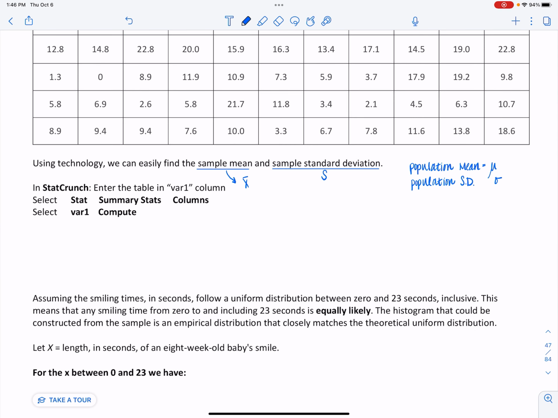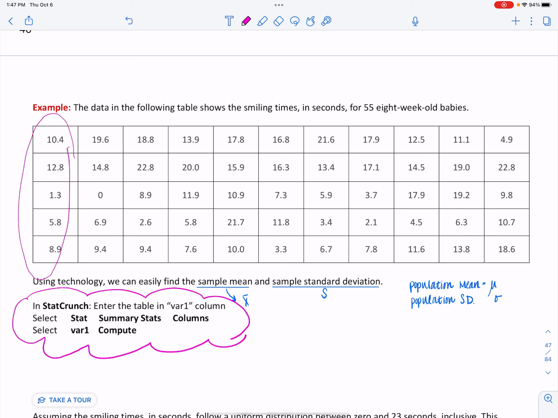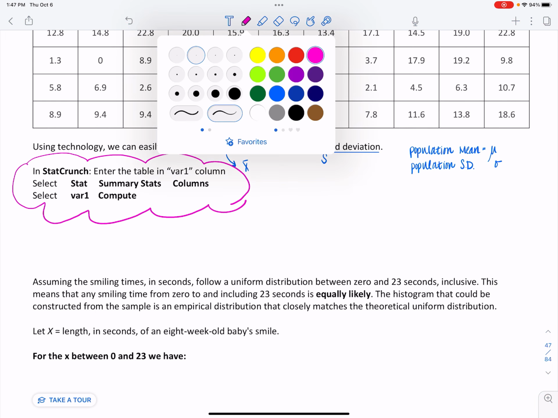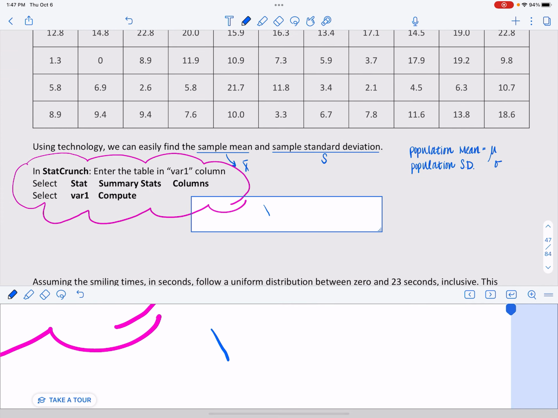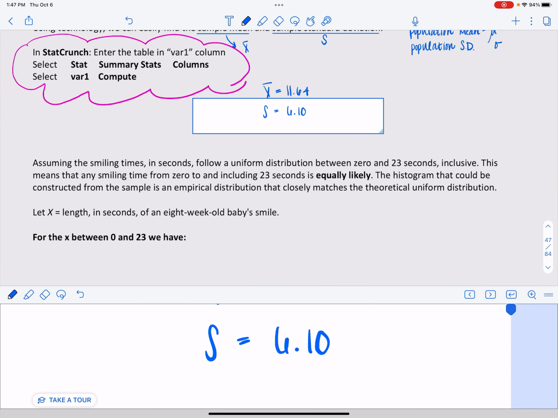Just a reminder. I'm not going to set up StatCrunch here, but you do have the steps you need. You can copy and paste this table into StatCrunch, but when I did it, it ended up looking exactly like this. So you may want to copy and paste it one column at a time so that you end up with all of your data in one long column. When you calculate these, you should get a sample mean of 11.64 and a sample standard deviation of 6.10. If you try to calculate these and something goes wrong, you're not getting those values, let me know, and I will absolutely help you take care of that.